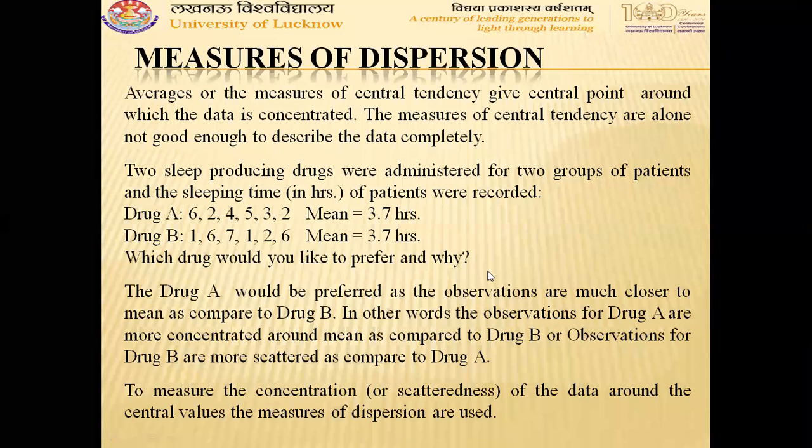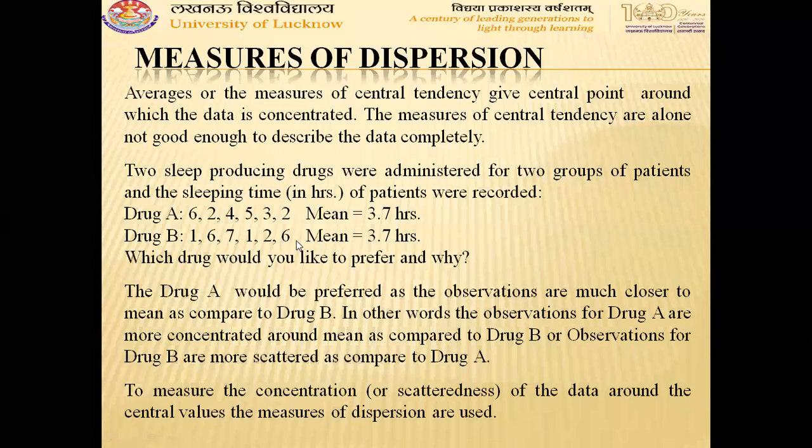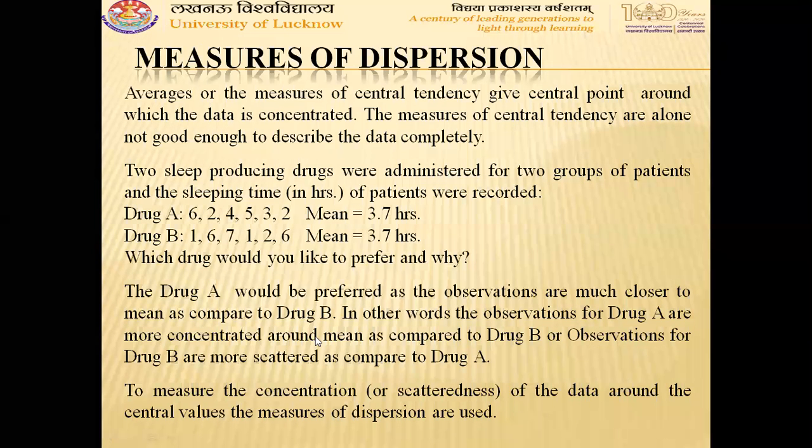So drug A would be preferred, as observations are much closer to the mean as compared to drug B. Here you can see that for drug A, the measures are 6, 2, 4, 5, 3, 2, 1, which are much closer as compared to drug B, where three observations are 6 or 7 and three observations are 1 and 2. So we can say that drug A is more consistent, or more concentrated around its mean. So drug A should be preferred.